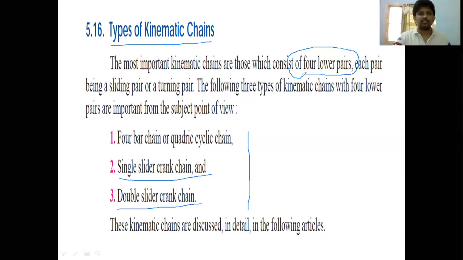So in all the three classifications of kinematic chain, we have four lower pairs, each pair being a sliding or turning pair. To form a pair, we need two links. One link can form two pairs. So if you have one pair, there will be two links there, and each pair can be either sliding or turning. Now the three important types of kinematic chains we have covered are the 4-bar chain mechanism, single slider crank chain mechanism, and double slider crank chain mechanism.